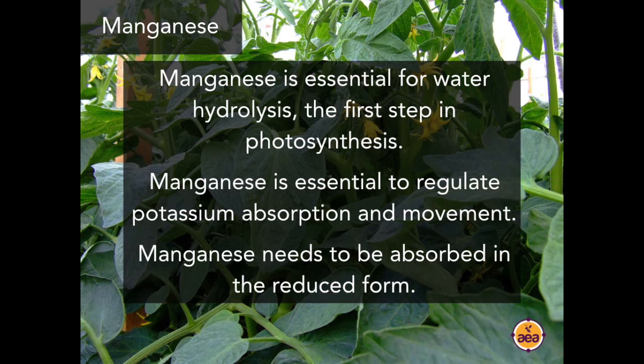So when plants absorb water from the soil and move that water up into the leaves, the very first step is that the water molecule, H2O, gets split into H and OH, hydrogen and hydroxyl ions. That splitting of the water molecule is referred to as water hydrolysis, and this process is completely dependent on manganese.